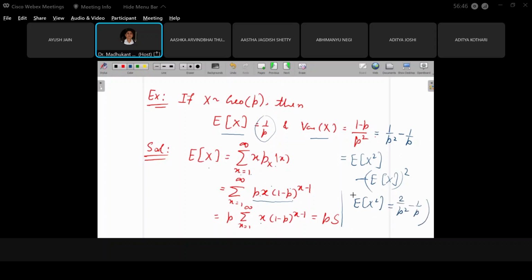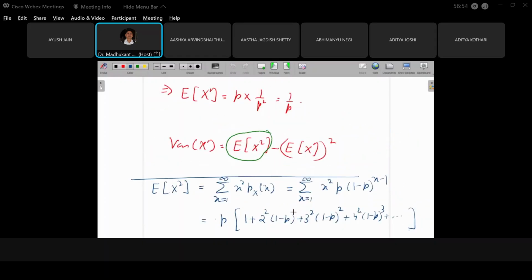So that you have to show. This sum should come out, the final value, as 2 divided by p square minus 1 by p. Then your answer is okay. Try it out. If it does not work, let me know, and I will supply the notes in that case.